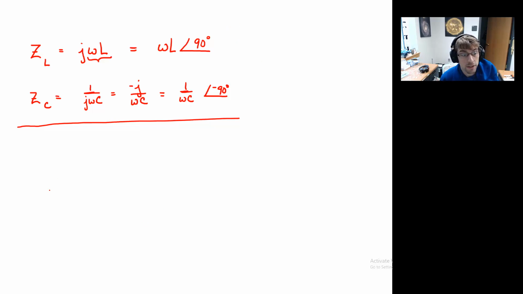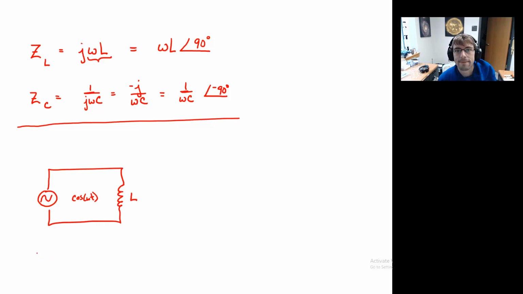Let's go ahead and take another example. Let's say that you have a potential supply that is going at, I don't know, we'll make it easy, cosine of omega t, and it is hooked up to an inductor of inductance L. We can go ahead and use our phasor relationships. What's cosine of omega t written as a phasor?